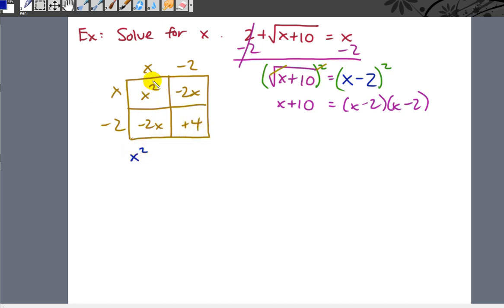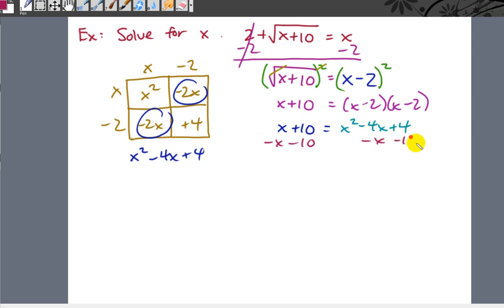Now if we combine like terms, we get x squared minus 4x, because negative 2x minus 2x is negative 4x, plus 4. So that is what comes here. So we have x plus 10 equals x squared minus 4x plus 4. Next, we want to try to get all the terms on one side. So we can subtract x, and then subtract 10. So we have 0 equals x squared minus 5x minus 6.